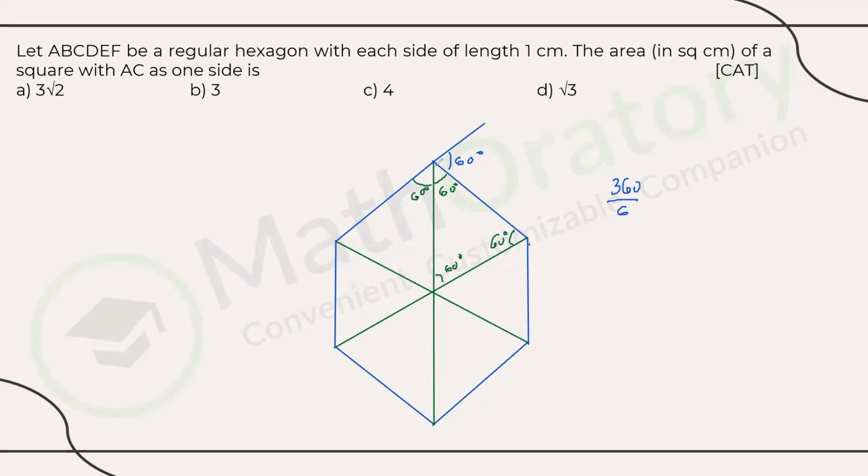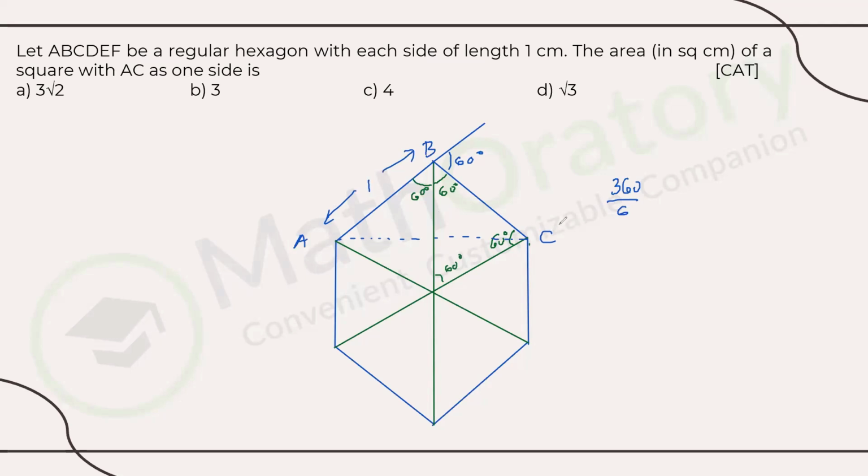Now, in this question, ABCDEF is a regular hexagon with side 1 centimeter. So the side length is given to us; any one of the sides is 1 centimeter. We want the area of the square with AC as one of the sides. So if I consider A, B, C, D, E, F, I'm not naming the rest of it. We are considering the side length as this AC, right? So all we have to do is figure out the length of AC, and that's it.